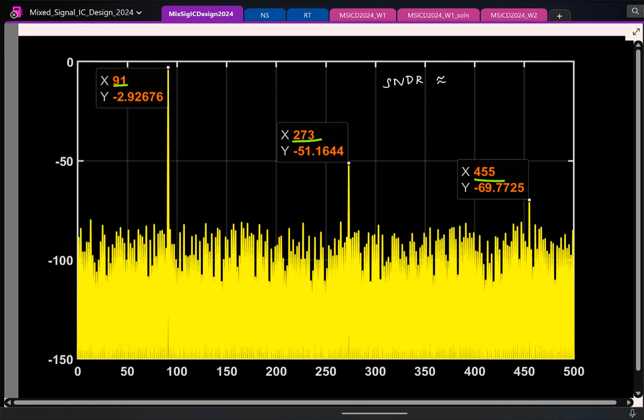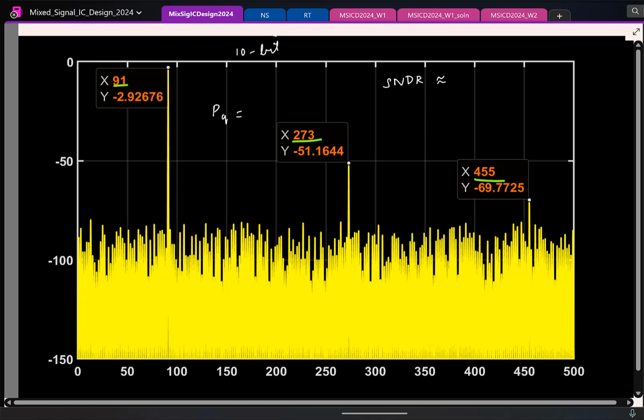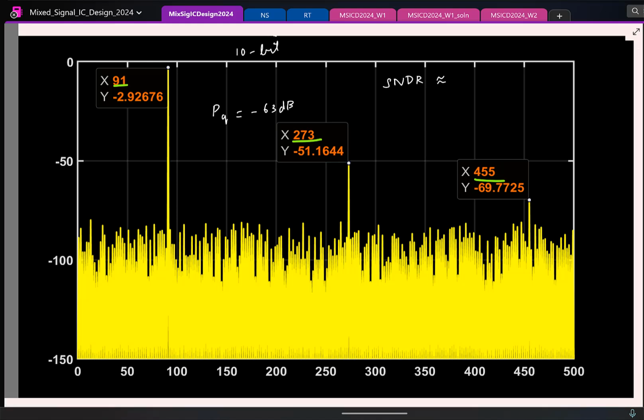SNDR is the sum of this noise plus these fellows. I already told you that this is a 10-bit ADC if you don't consider the distortion. So what is the noise power roughly? Let us say PQ is minus 63. Signal is at minus 3. So roughly the noise power is expected to be at minus 63 dB. And look at the strength of the third harmonic here, minus 51. That is at least 10 dB higher than my noise power. 10 dB higher means in absolute scale, how much is it higher by?